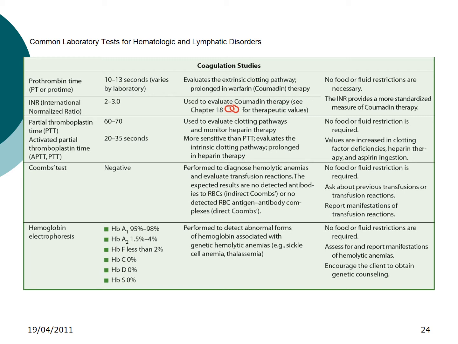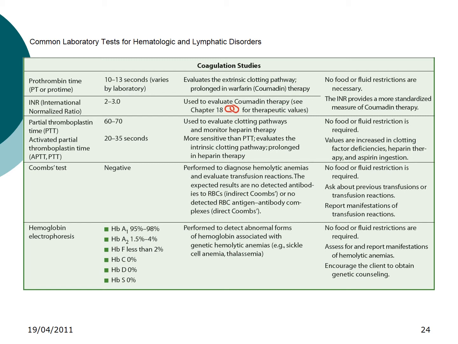And then the Coombs test. The Coombs test helps us to diagnose hemolytic anemias and evaluate transfusion reaction. All right, so the expected results are no detected antibodies. So for this test, even though there's no food or fluid restriction, which is good, like most of these, you want to find out about previous transfusion or transfusion reaction.